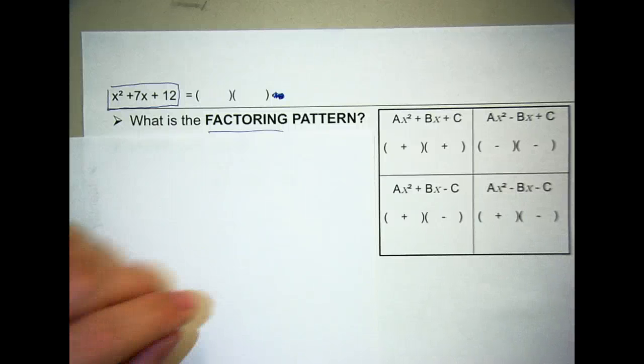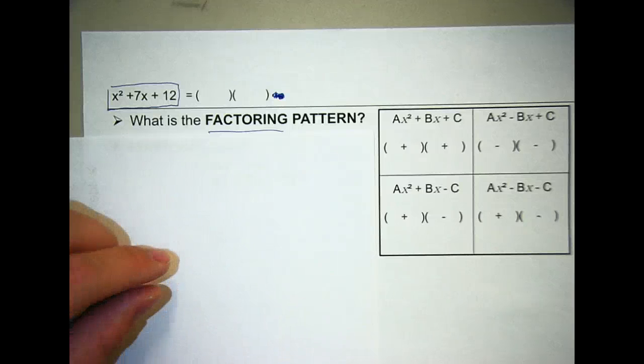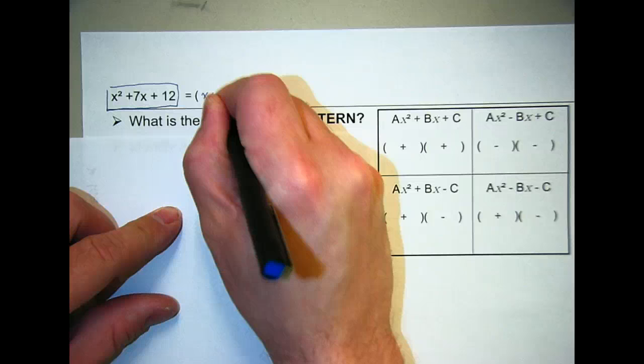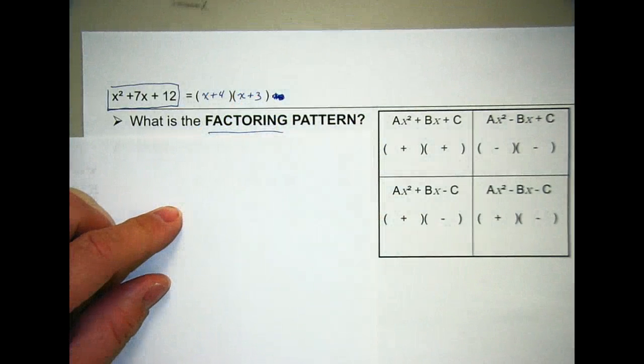Okay, and I'm going to start you out with telling you the answer to this problem, because I think that's going to help us to solve it later on. This right here, the answer is x plus 4 and x plus 3. That's factored.